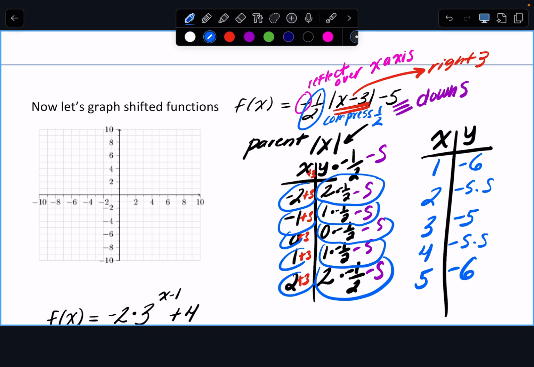Let's go graph it. Over 1, down 1, 2, 3, 4, 5, 6. Over 2, down 1, 2, 3, 4, 5.5-ish. Over 3, down 5. Over 4, down 5.5-ish. And then over 5, down 6. And there's my V.